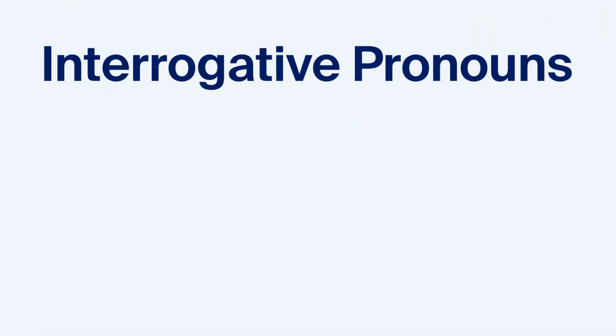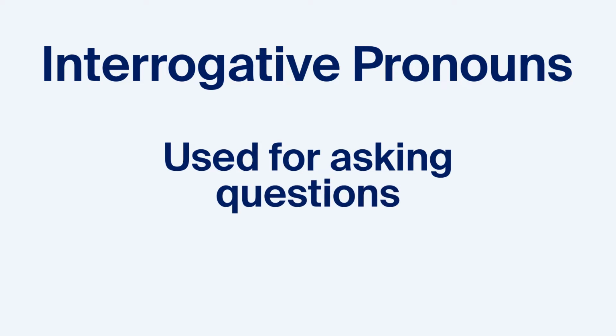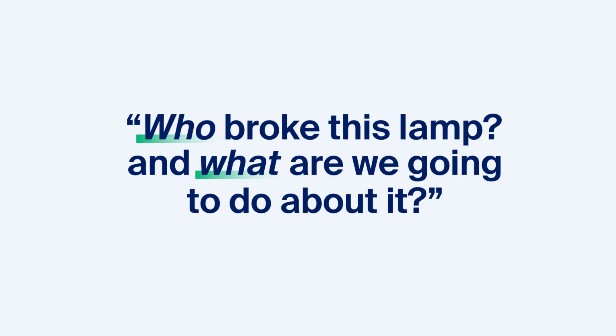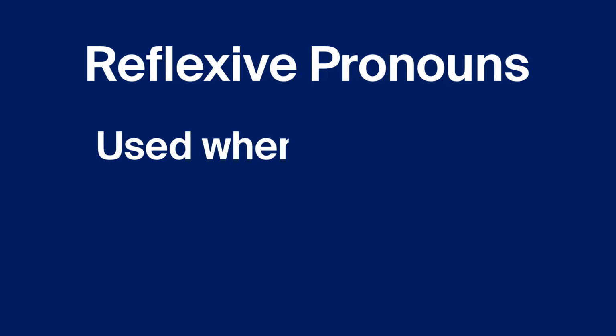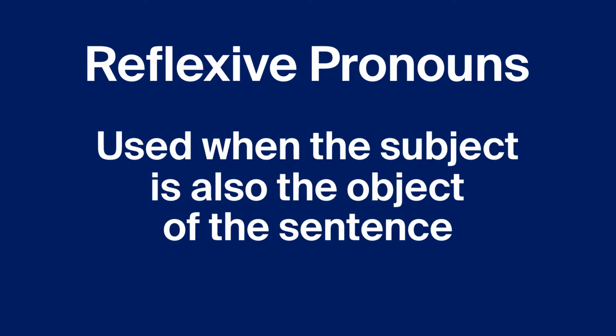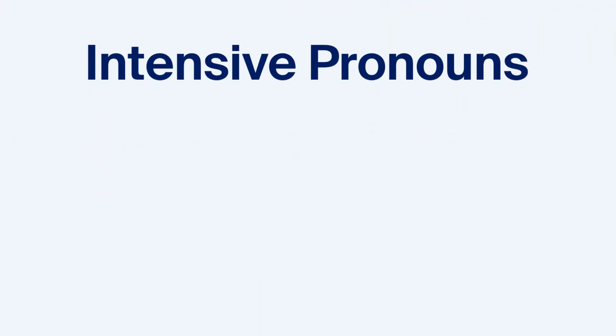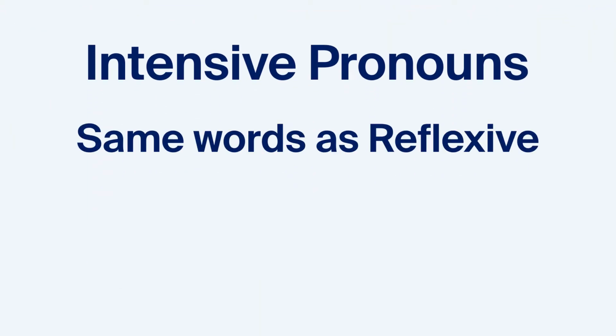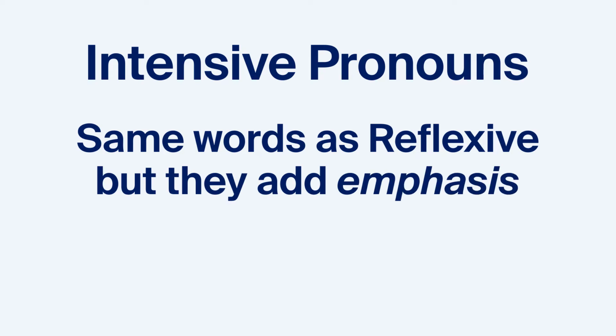Interrogative pronouns are used for asking questions. For example, who broke this lamp and what are we going to do about it? Reflexive pronouns are used when the subject of the sentence is also the object of the sentence. For example, I punched myself in the face. Intensive pronouns are actually the same words as reflexive pronouns, but they function slightly differently. They add emphasis. For example, she mastered pronouns all by herself.